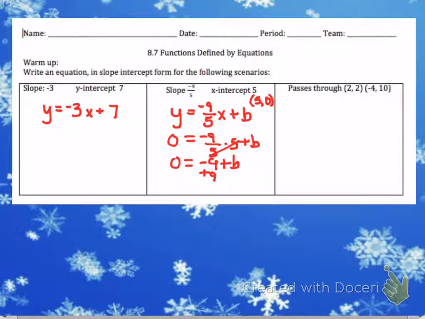Here we would add 9 to both sides, and that gives us a b value of 9. So we can say y is equal to negative 9/5 x plus 9.